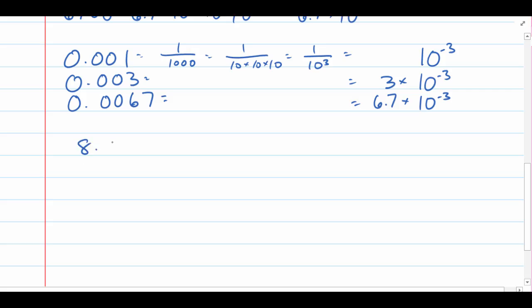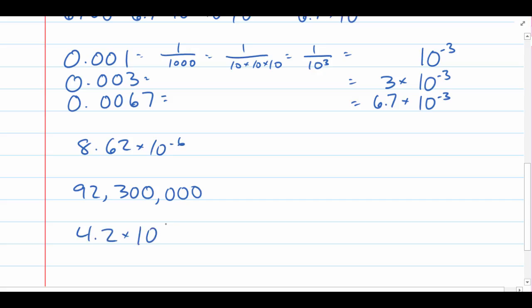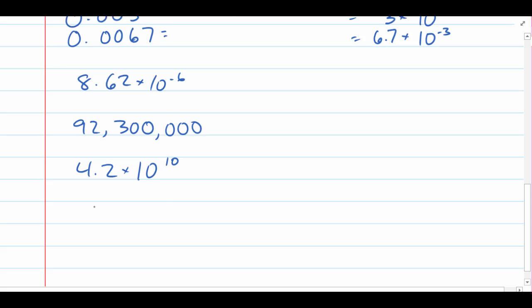We have 8.62 times 10 to the negative 6. We have 92,300,000. We have 4.2 times 10 to the positive 10th. And we have 0.000049. So again, if it's given in scientific notation, write it out in its standard form. If it's given in its standard form, write it out in scientific notation.